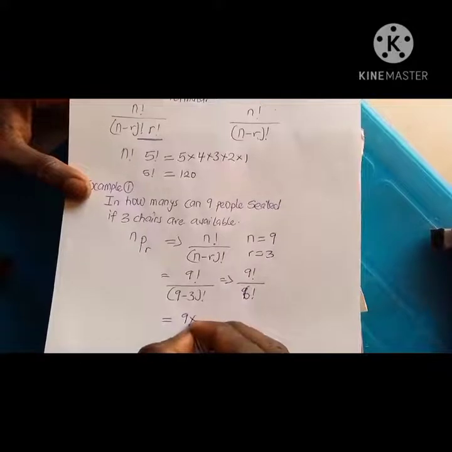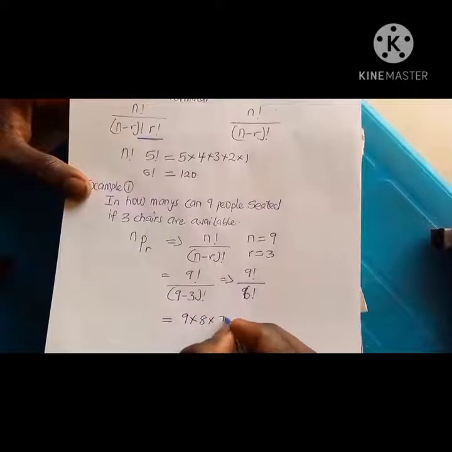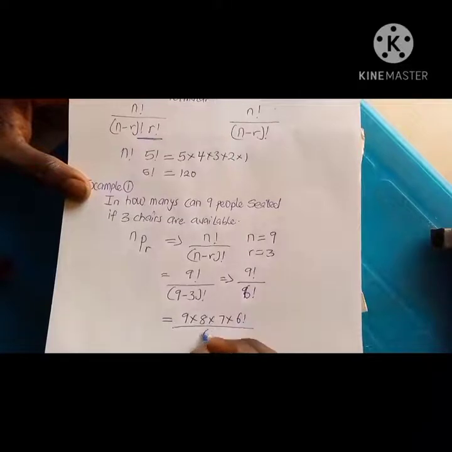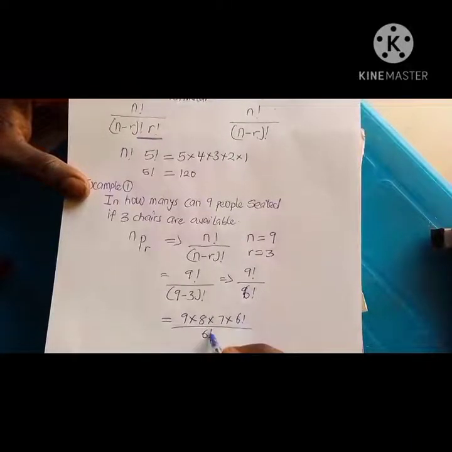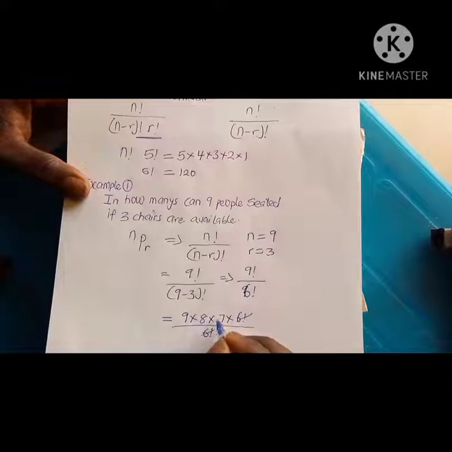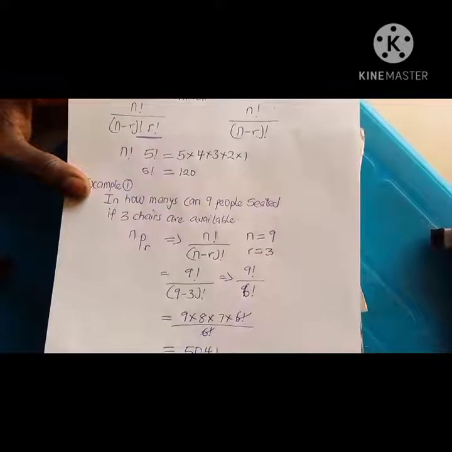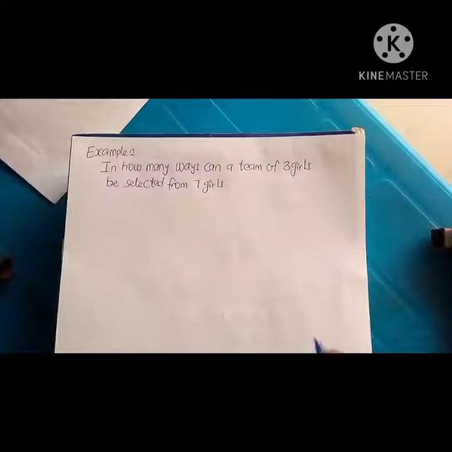And it's very simple to find. This is 9 multiplied by 8 multiplied by 7 multiplied by 6 factorial, over 6 factorial. The reason why we stop at this place is because we have 6 factorial at the numerator and at the denominator, so we can cancel them. And when you multiply 9 times 8 times 7, you are going to have 504 ways. You can see that it's very simple.